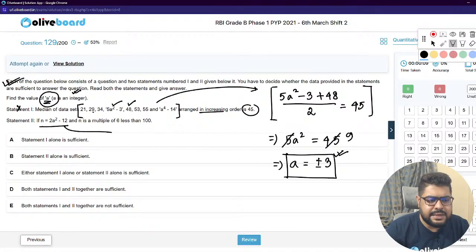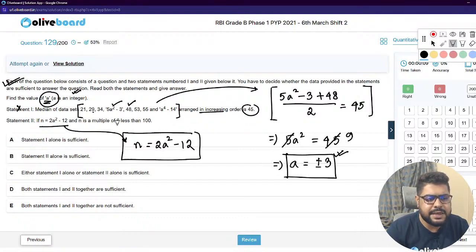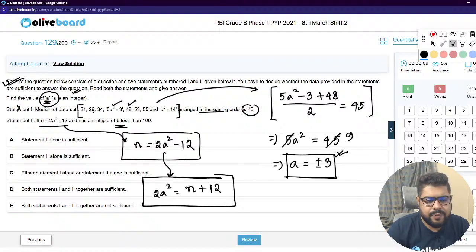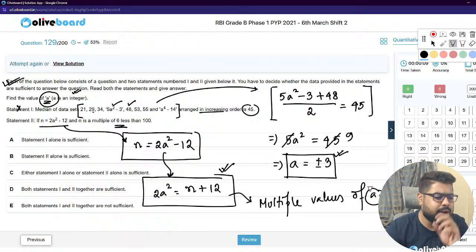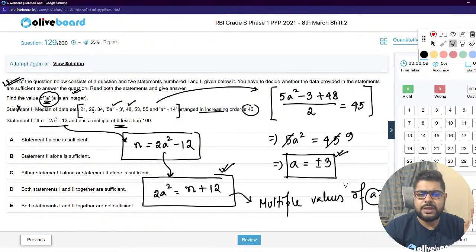So again, this is n is equal to 2a square minus 12. And n has to be a multiple of 6 less than 100. So that means we know the value of n. So 2a square I can write, this will be n plus 12. Correct, sir? So from there, you see, we will get multiple values of a. If you just look at this for 10 seconds, you will see that multiple values of a will come.